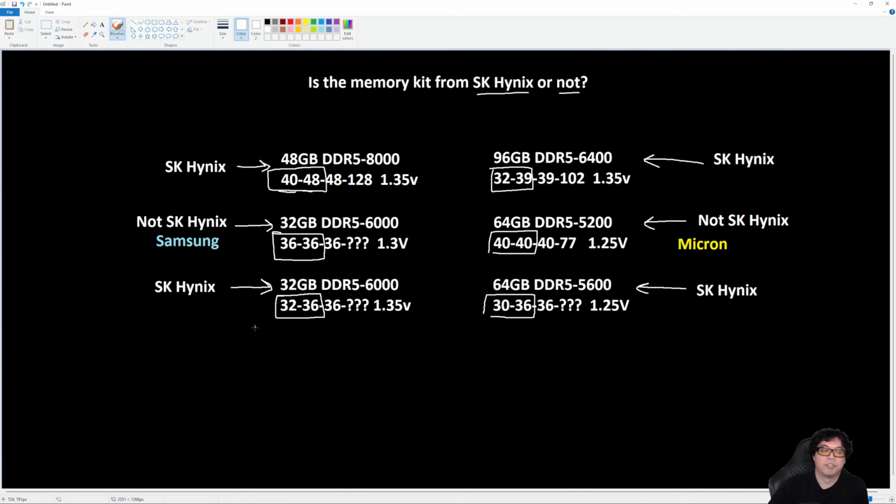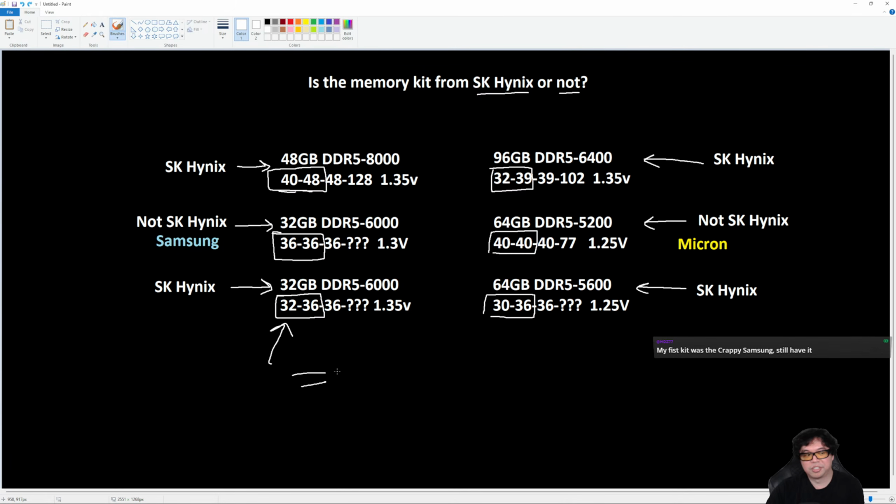Almost every SK Hynix kit that I have ever seen usually has the CAS latency number not equal to the second number. There are a few exceptions. Someone pointed out to me an older DDR5 memory kit that doesn't follow this logic. I think it has CAS latency 36-36, and it just so happened that it was an SK Hynix memory kit. But most of the time, if it's an SK Hynix memory kit, the first number and the second number are not equal.